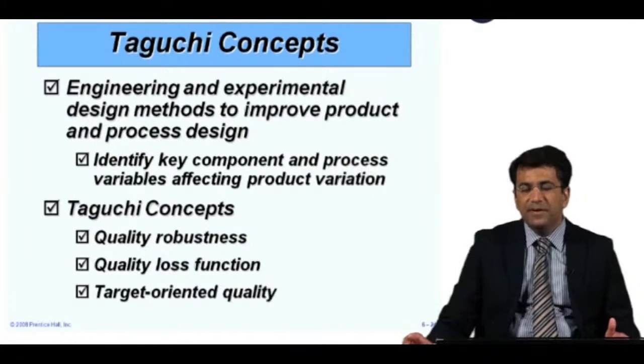It is engineering and experimental design methods to improve product and process design. It identifies the key component and process variables affecting the product variation. In the previous lecture, we talked about variation: variation should always be avoided, and it directly and negatively affects quality. So the Taguchi concept relates to the reduction of variation in the production of our goods and services. There are three important approaches related to the Taguchi concept: quality robustness, the quality loss function, and target-oriented quality. Let's discuss these important approaches.